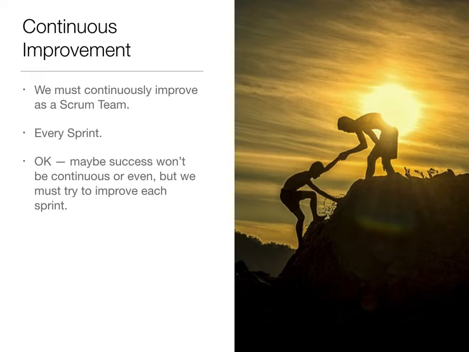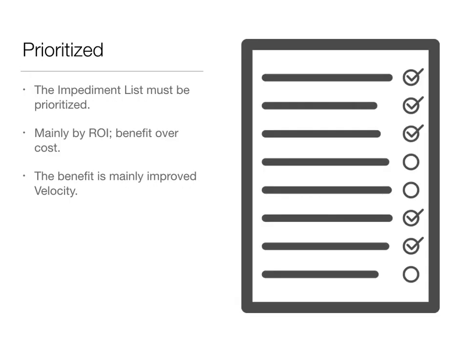And we want to gather them, but also use them every sprint. So perhaps our success in removing impediments won't be continuous, or certainly won't be even in terms of the net benefit each sprint. But we certainly want to attempt and usually be, to some degree, successful in fixing an impediment and therefore improving each sprint.